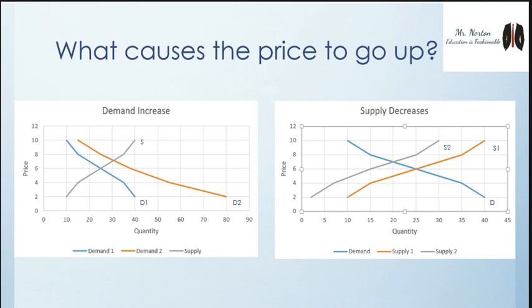Now, market equilibrium has also increased in this particular graph as well, going from a quantity of approximately 25 to 30. The graph on the right shows a decrease in supply. In this case, we can see that the market equilibrium price has changed from $6 to about $7.50, and our market equilibrium has decreased in this case, going from a quantity of 25 to 20.